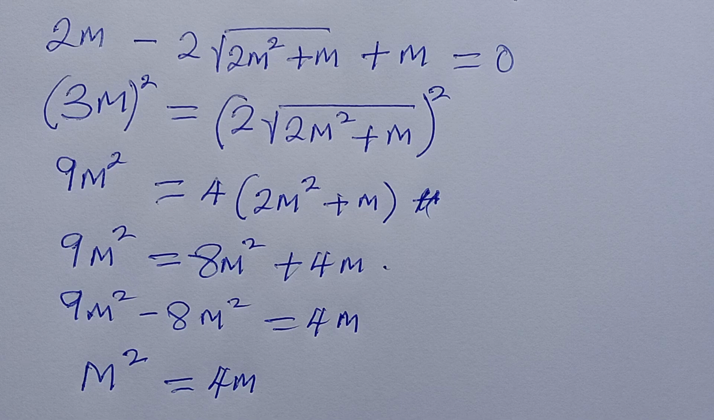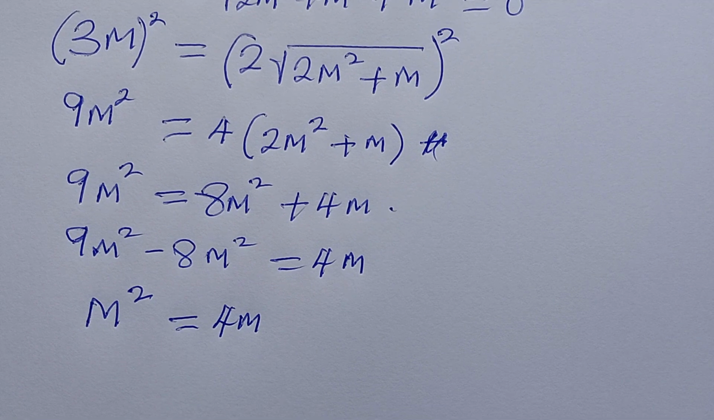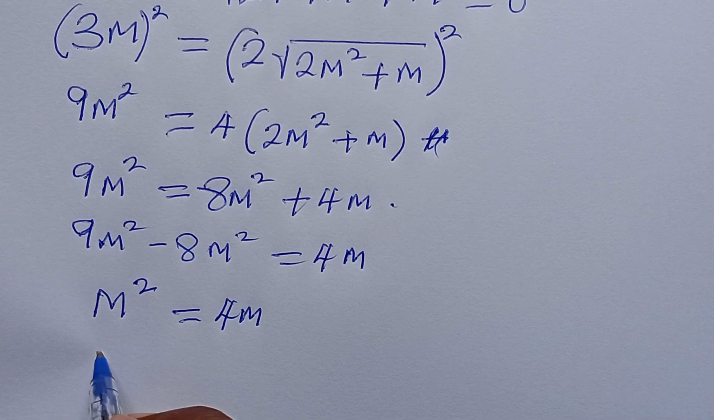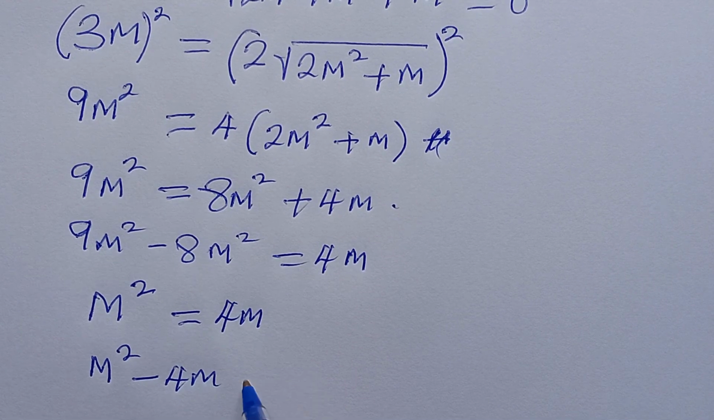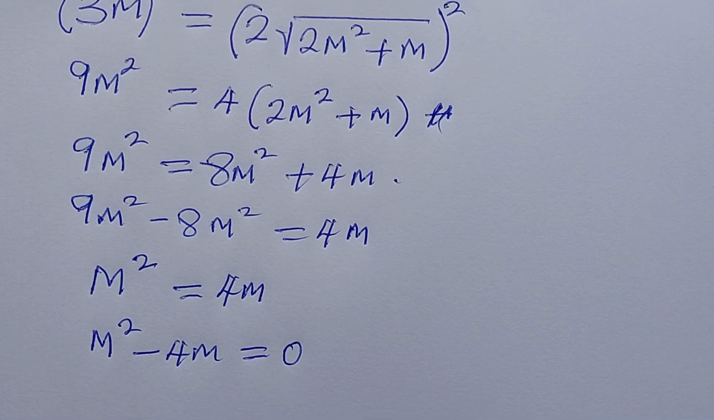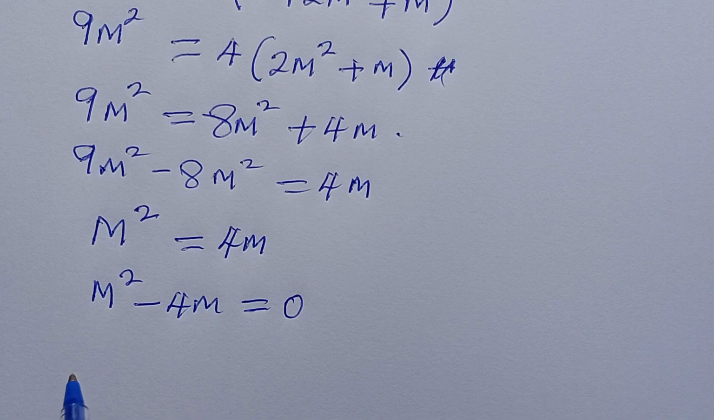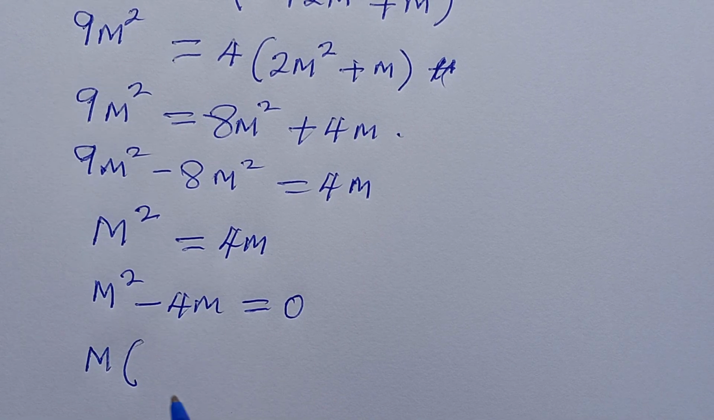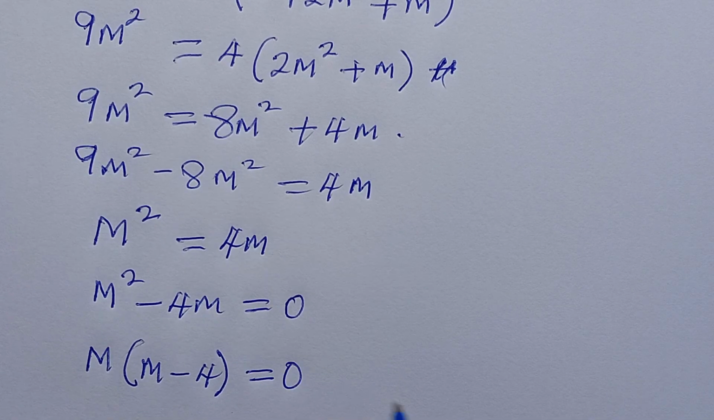And so what we do, we just have to subtract 4m from both sides of the equation. And if we do that, this is going to give us our m to the 2 minus our 4m equal to 0 here. Then we can factor m from this expression here. So if we factor m from here, we're going to have m bracket m minus 4 equal to 0.